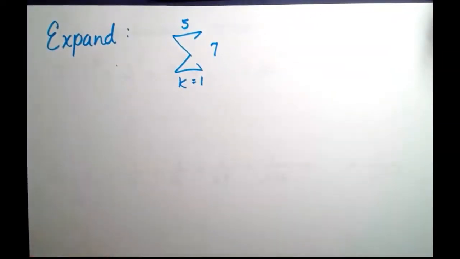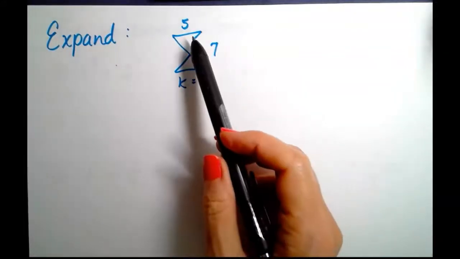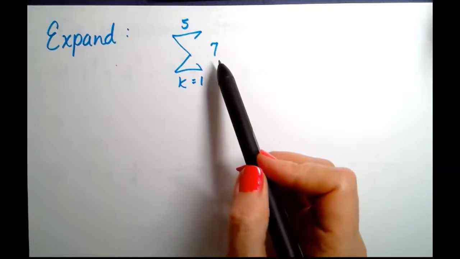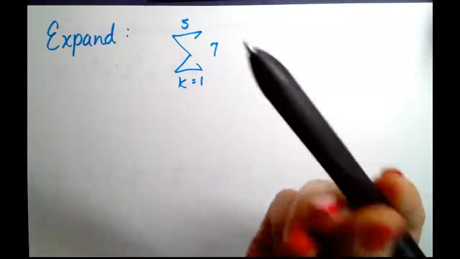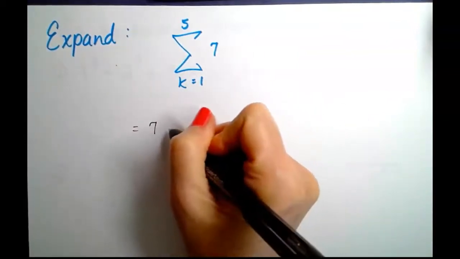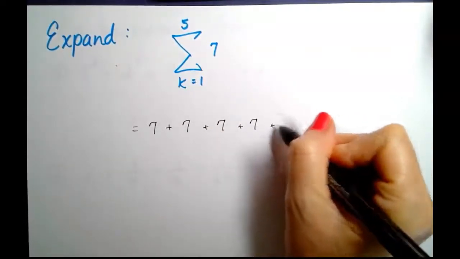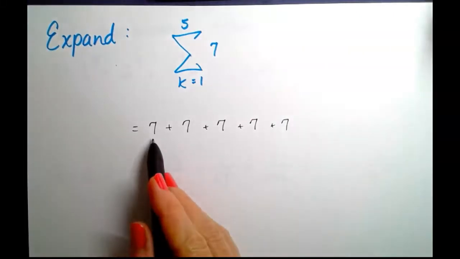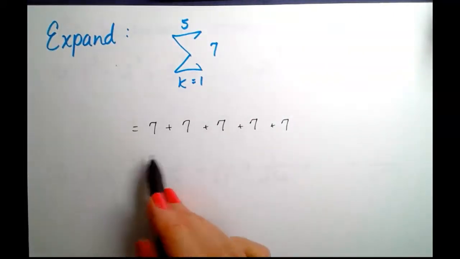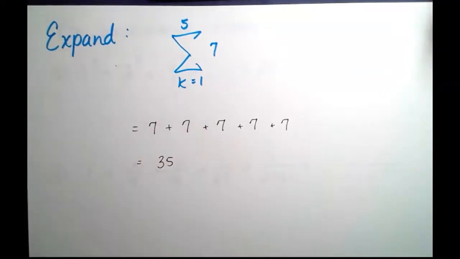So here is an interesting one to take a look at. We have a lower limit of 1, an upper limit of 5, but this time our argument is simply 7. So 7 plus 7 plus 7 plus 7 plus 7. First term, fifth term, all 7s. No variation here. So basically, it's 35. Just wanted you to see that. They're really quite simple to work with.